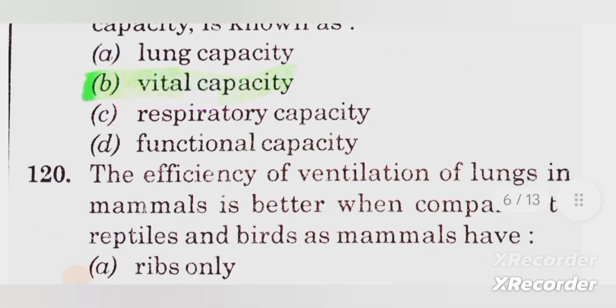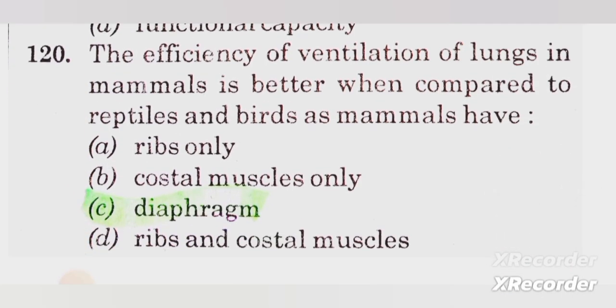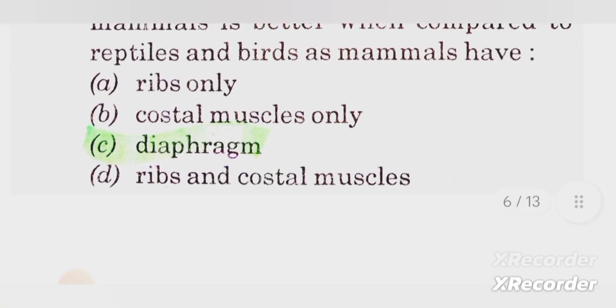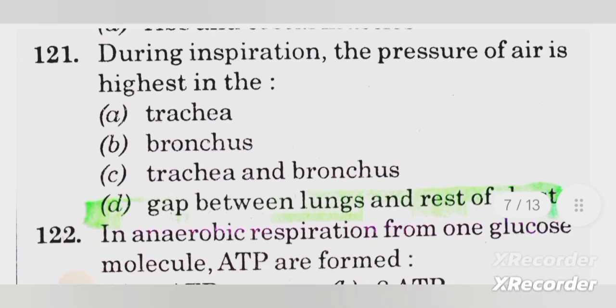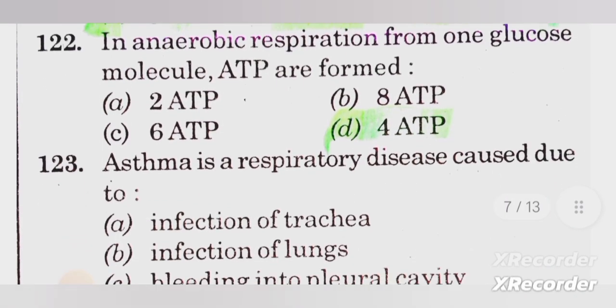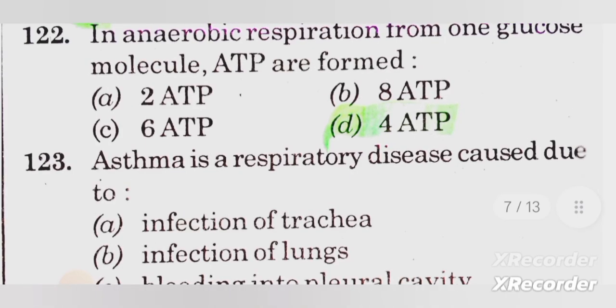Next, 120. The efficiency of ventilation of lungs in mammals is better when compared to reptiles and birds, as mammals have: Answer C. Diaphragm. Next, 121. During inspiration, the pressure of air is highest in the: Answer D. Gap between lungs and rest of chest. Next, 122. In anaerobic respiration, for one glucose molecule, ATP are formed: Answer D. 4 ATP.